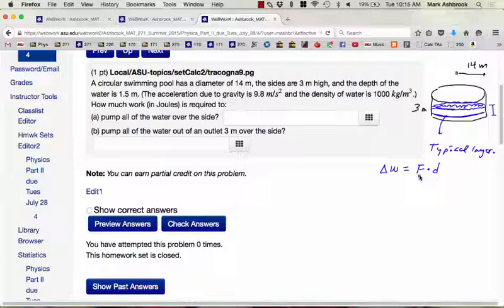And what is the force equivalent to? What are we talking about when we talk about the force? The weight. Okay, the weight of this layer. And the weight of the layer is going to be the volume times the weight density. And the weight density will be 9.8 times 1,000, or 9,800. That's newtons per meter cubed. Okay, and so that's our weight. That's F.